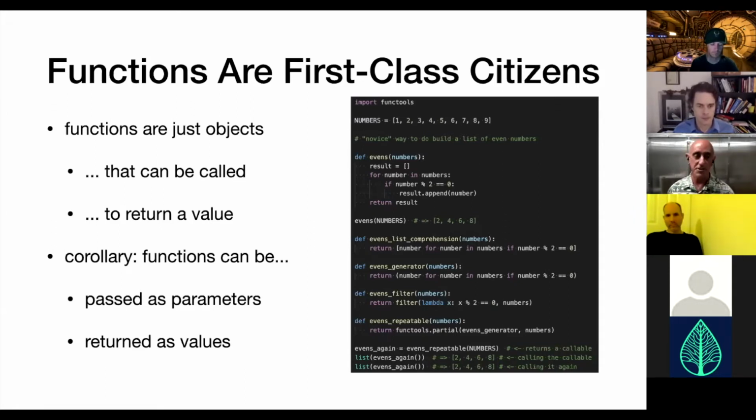You call a function, it gives you a value. The value it gives you might be a list of things. It might be an object that's very complicated, but at the end of the day, it gives you back one thing, or a tuple, which is one thing that contains within it many things. But it's something that can be called that returns a value. If you think about it, though, there's a really cool extra corollary there, which is that because they're just objects, functions can be passed as parameters and returned as values.